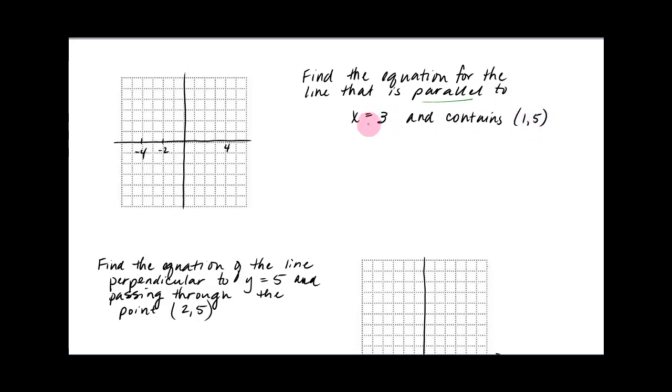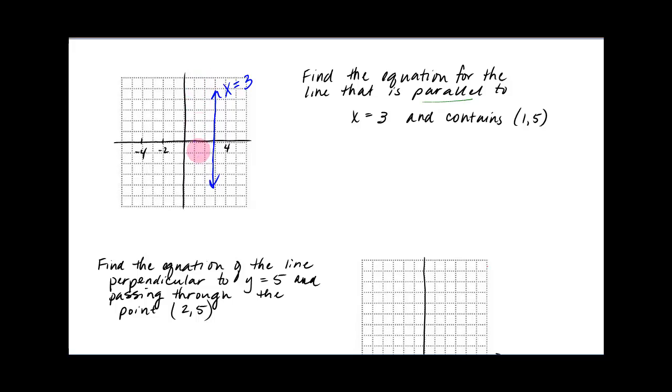Well, first, let's go over here and draw this line, x equals 3. So I'm going to draw that in blue. X is equal to 3, which means that it's 1, 2, 3. It's this line right here. X is equal to 3. I can visually tell you that if I want a line parallel to this, it's going to be going up and down also. It's also going to be a vertical line.